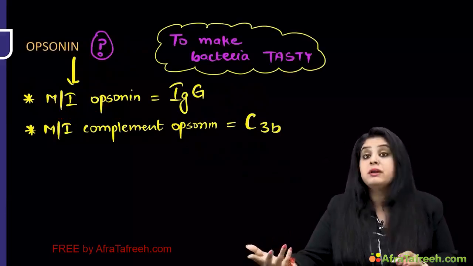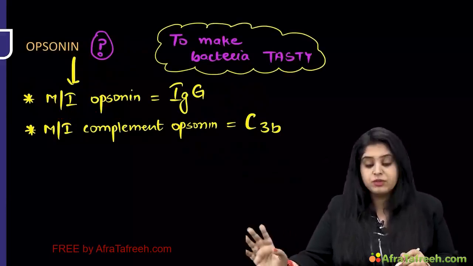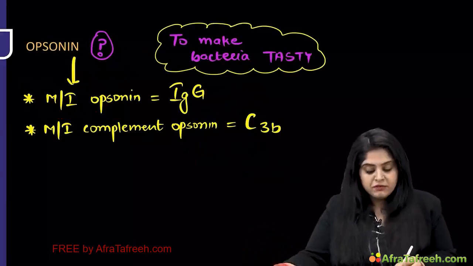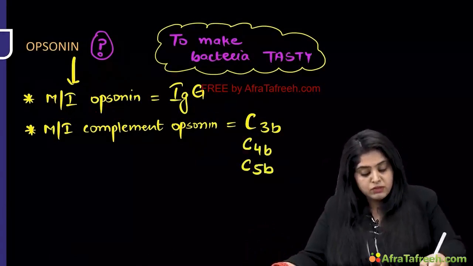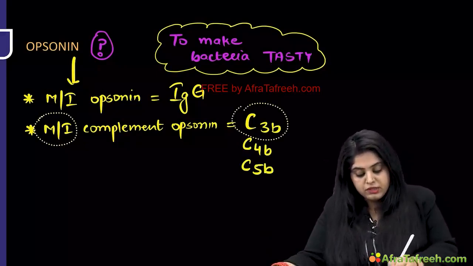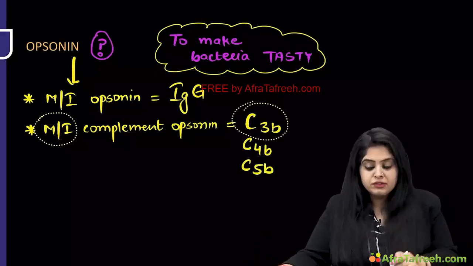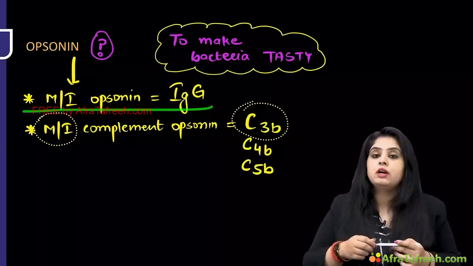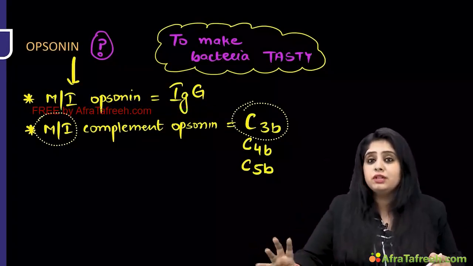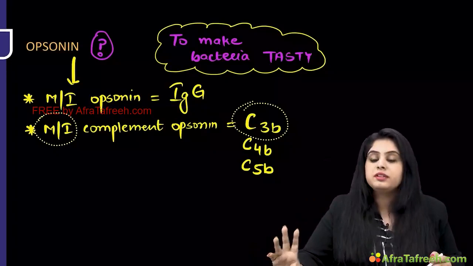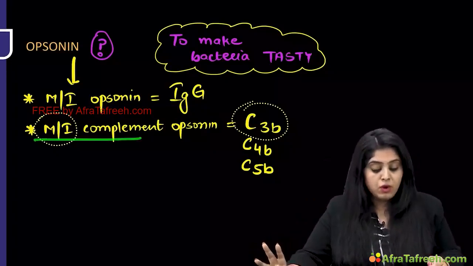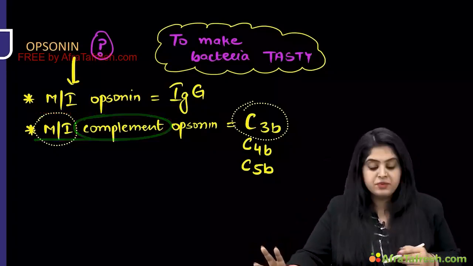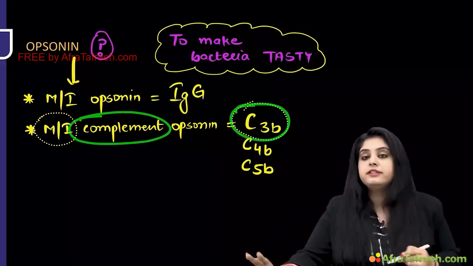For the bacteria to be good and tasty, I'm going to use B molecules, 3b, 4b, 5b. These are all the B molecules, but if they have asked you the most important, the most important is going to be 3b only. Okay? So remember, what is the most important opsonin, what makes your food tasty? IgG. The most important opsonin is IgG. And the most important complement opsonin that they will ask you is C3b.